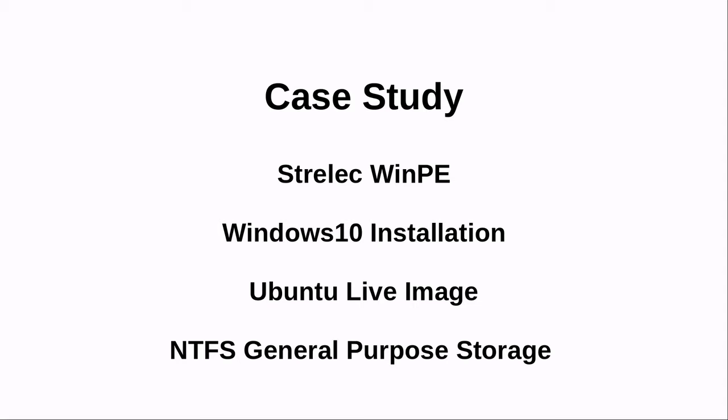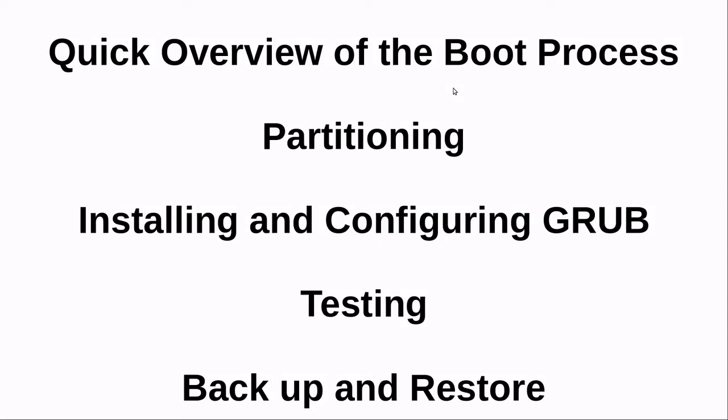After you understand this example, you will be able to fully customize your multi-boot USB to boot whatever images you want. I split the tutorial into the following sections: a quick overview of the boot process, partitioning the USB, installing and configuring the GRUB bootloader, testing the USB, and backup and restore of the USB image.